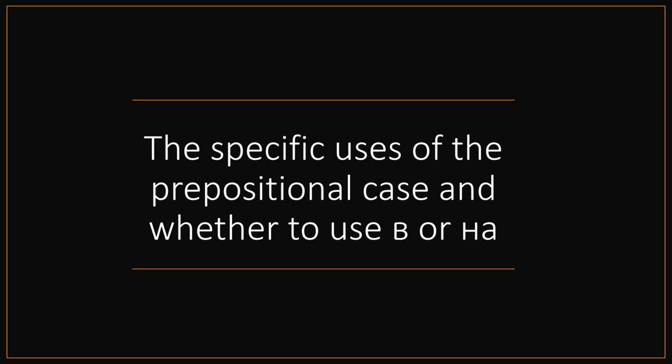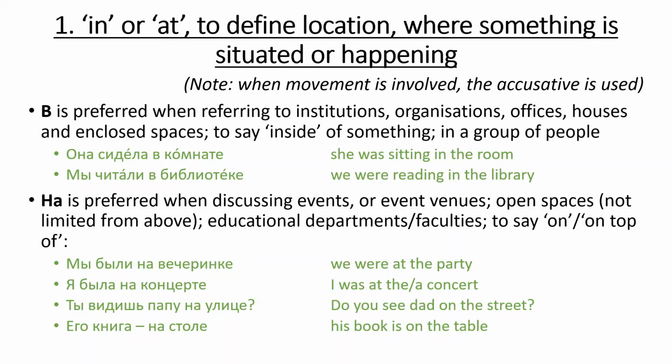The majority of this lesson is the specific uses of the prepositional case and when you should be using v or na. The prepositional case in Russian is primarily used to define location, to describe where something or someone is. Both v and na can be used to do this, so it can be a bit confusing, but there are some rules guiding which to use, which we're going to go through in this lesson.